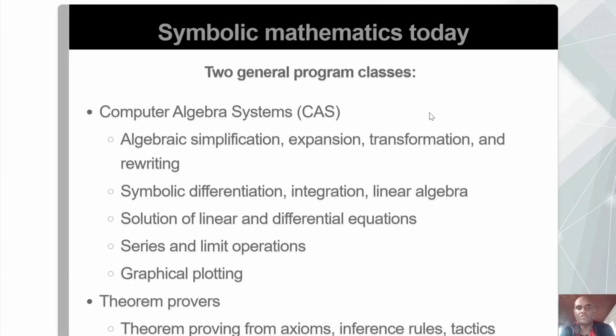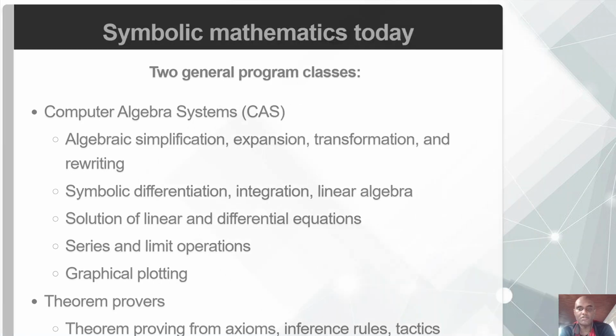So when we talk about doing symbolic mathematics today, there are two general program classes. The first is computer algebra systems, and these allow us to do operations like algebraic simplification, expansion, transformation, and rewriting. We do things like symbolic differentiation, integration, linear algebra. We can do things like solutions of different kinds of equations. We can do things like series and limit operations, and we can also do graphical plotting and visualization.